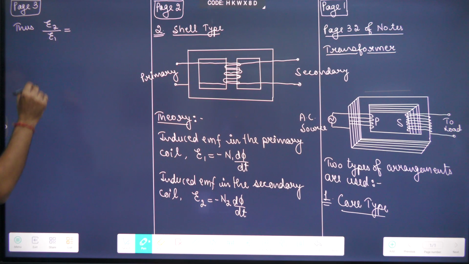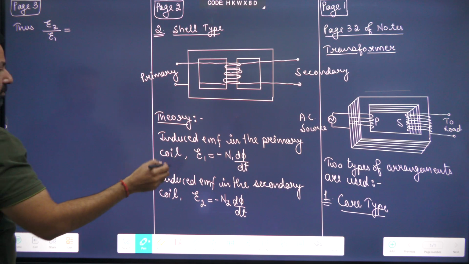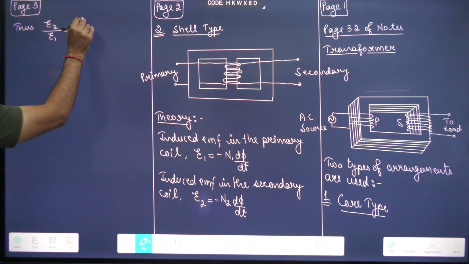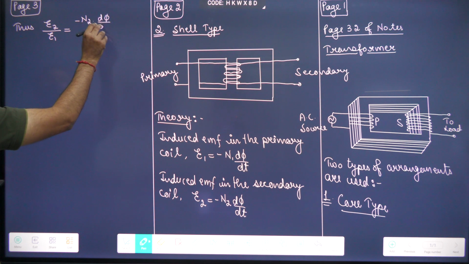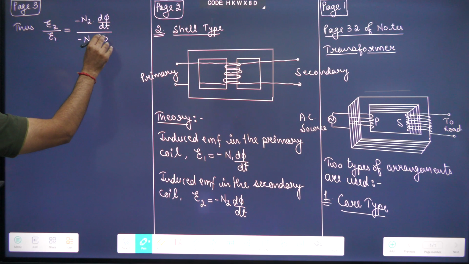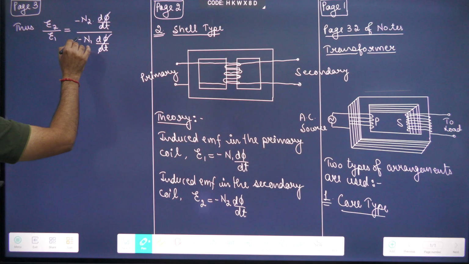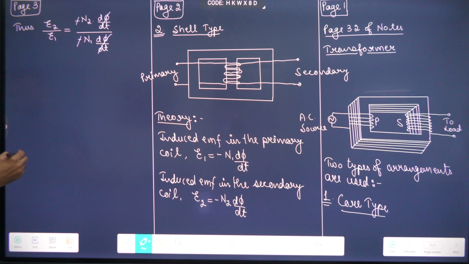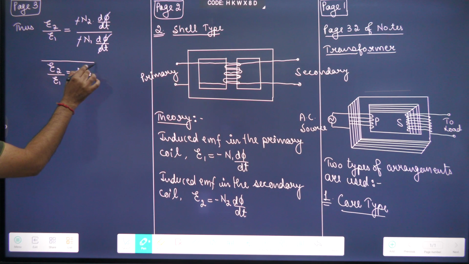Thus, E2 upon E1 is equal to, what is E2? Minus N2 d phi by dt upon minus N1 d phi by dt. d phi by dt will get cancelled by d phi by dt, and minus sign will get cancelled out by this minus sign. E2 upon E1 is equal to N2 upon N1.